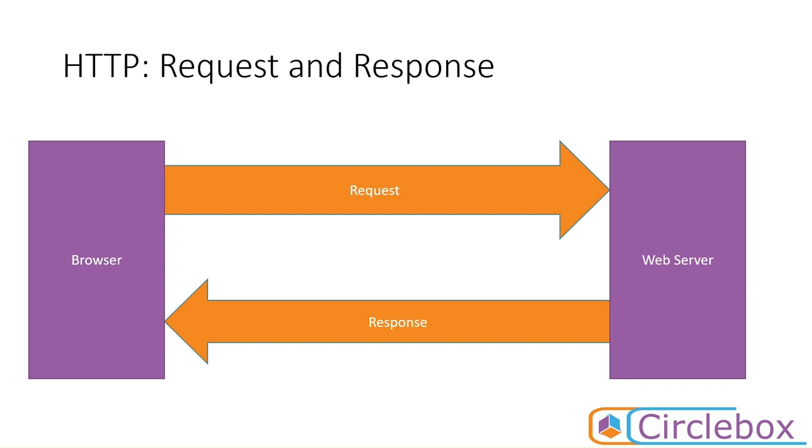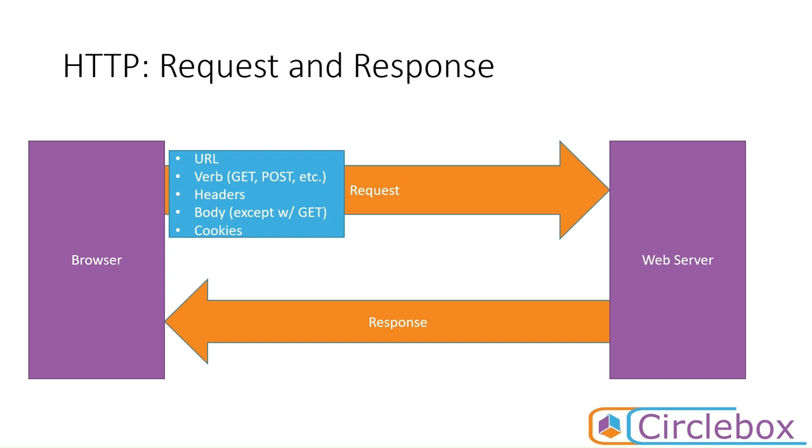Here's a little bit more about what's happening. The request contains information like the URL, verb, headers, sometimes a body, potentially cookies. We'll talk more about this in a second. The web server sends back a response that consists of headers and a body. The HTML that the browser is going to render is contained in the HTTP response body. This will make more sense with an example.